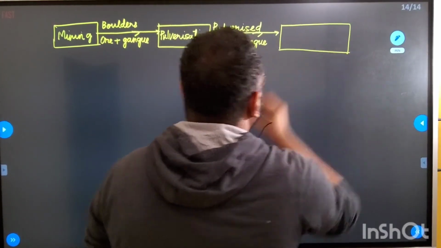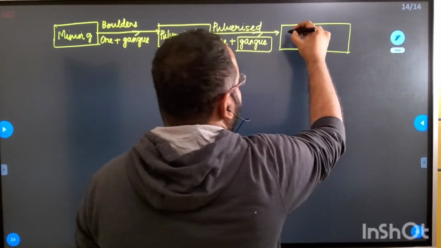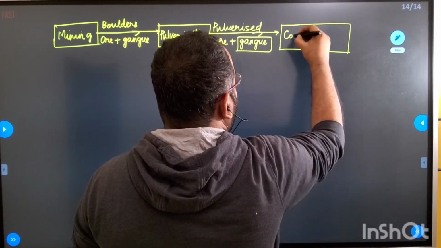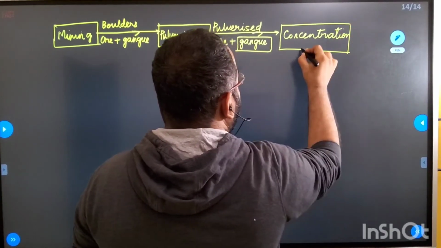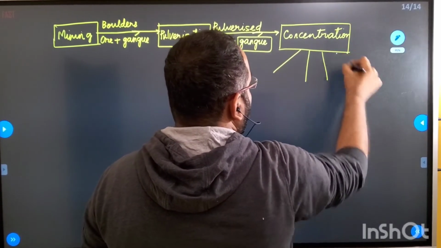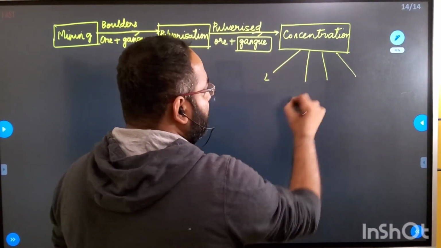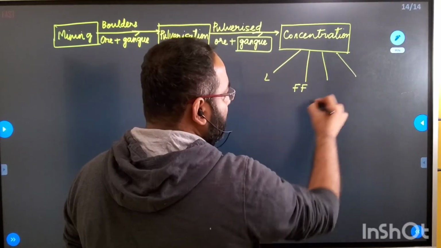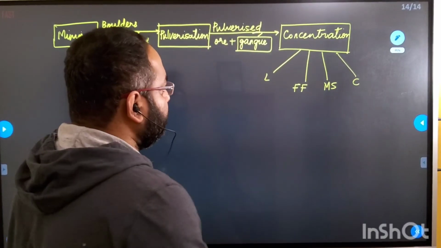After this, we were trying to get rid of the gangue particles, so we ran it through an enrichment process or concentration process. The concentration process had four ways of doing it. One was levitation method, one was froth flotation, one was magnetic separation, and one was chemical method.